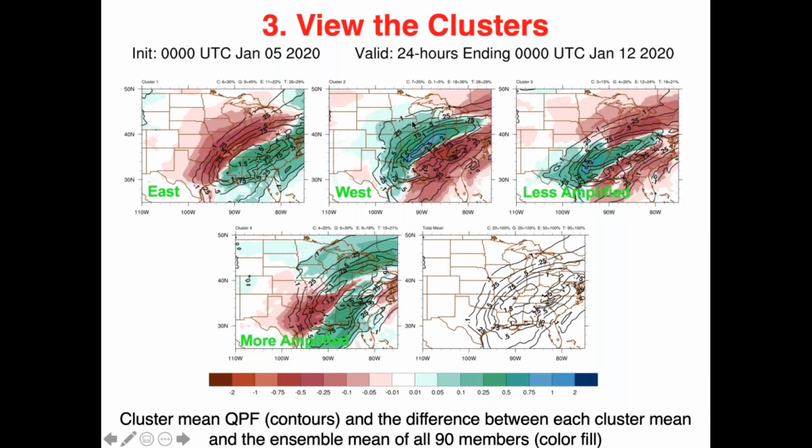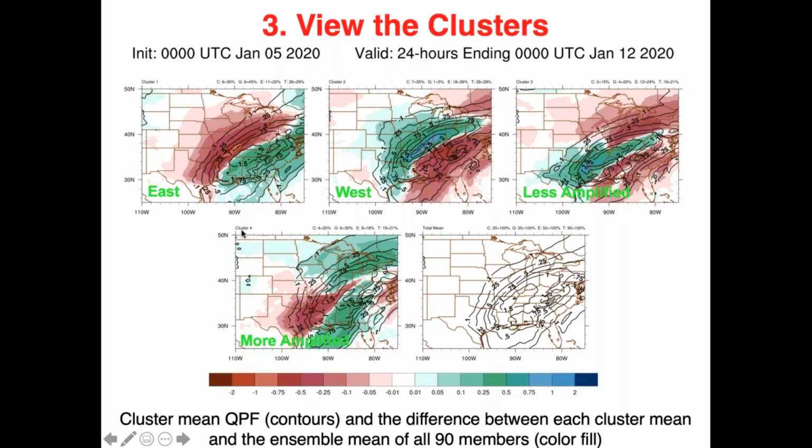Cluster 2, which was west with that trough ridge couplet, as you can imagine, has the heavier precipitation further to the west. Looking at cluster 3, which was less amplified with that trough ridge couplet, you can see it has heavier precipitation aligned along the axis of where we expect the most precipitation. So it's increasing amounts along the axis of expected heaviest precipitation. But since it's not as amplified, it's not able to pull that moisture further to the north.